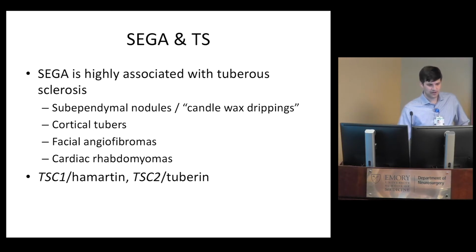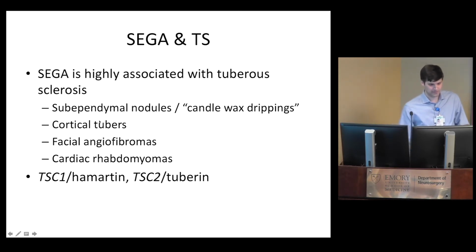see them along the sides of the ventricles. Looks like these little candle wax drippings along the sides of the ventricles. So you'll see a big SEGA and then kind of smaller little dots coming down from that look like wax dripping off a candle. And those other smaller nodules are called subependymal nodules. Histologically, they look a whole lot like a SEGA.